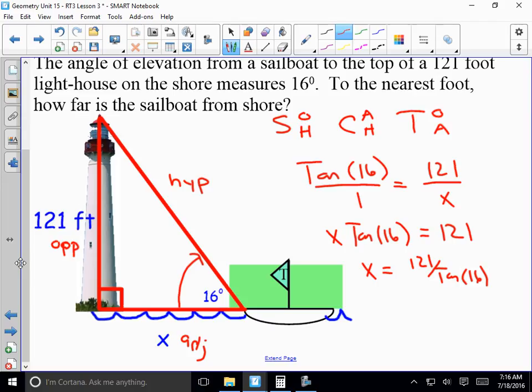We type that into our calculator, and we're using the tangent function, not the tangent negative 1. 121 divided by the tangent of 16, and we get an answer of 421 feet from the shoreline. And actually, if we round it up, x would be 422 because it's 421.98. So 422 feet from shore. And then they would know, are they too close to a reef, too close to some type of sandbar that could end up scuttling the ship.